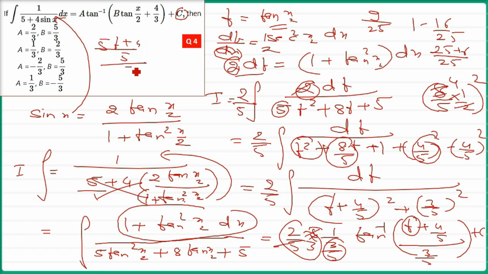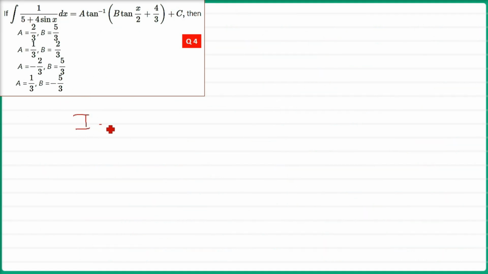t plus 4 by 5 is 5t plus 4 by 5. This is 3 by 5. 5 gets cancelled. 5t plus 4 by 3, which is 5 tan x by 2 plus 4 by 3, like that. So this integration will become like this. t was taken as tan x by 2, if you remember.